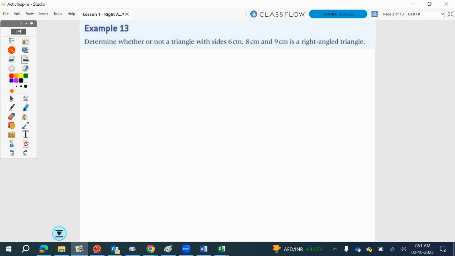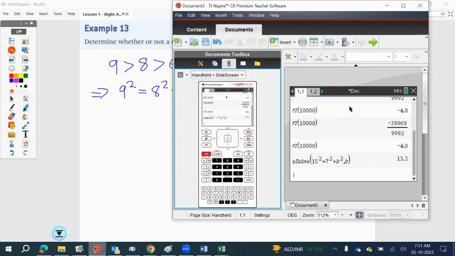What we first must say is that 9 is longer than 8, which is longer than 6. This implies that 9 is the hypotenuse. It's really obvious. It's basically me mathematically reasoning which is the longest side. So if this is right angled, it would imply that 9 squared is equal to 8 squared plus 6 squared. We can test this on the calculator. We're not N-solving this one, we're just going to test it.